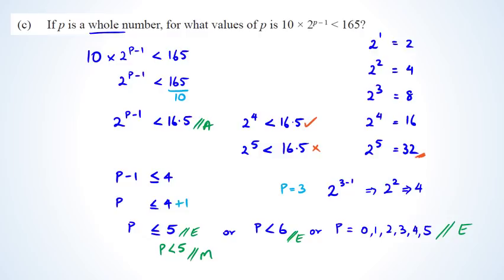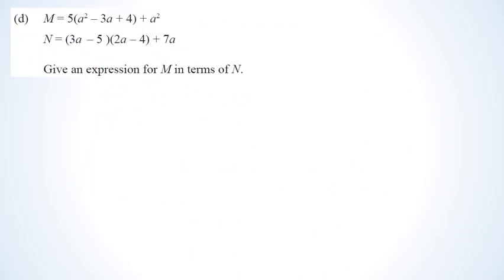All right, let's have a look at the next question, folks. So we have m equals to this and n equals to that other looking equation, and it says give an expression for m in terms of n. All right, so what I'm going to do is write down m first, and I'm going to actually expand the brackets. So I write down the equation first, and I'm going to expand the brackets.